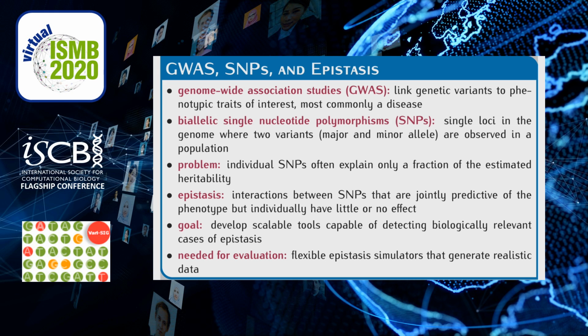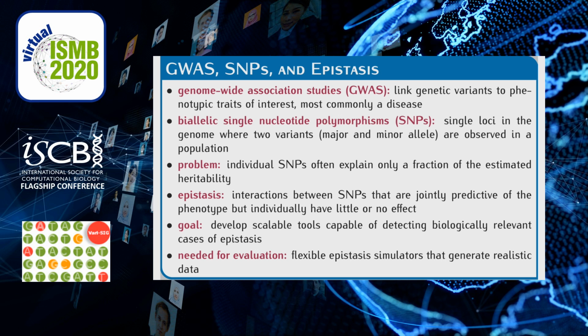Before getting into the details of EpiGEN, let us briefly recap some important concepts. In genome-wide association studies, we would like to link genetic variants to phenotypic traits of interest. Single nucleotide polymorphisms, or short SNPs, are single positions in the genome where two variants, a major and a minor allele, are observed in a population.